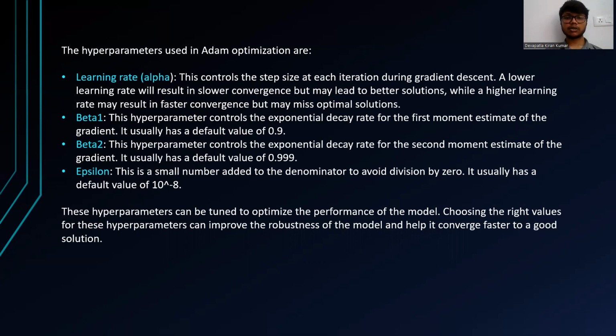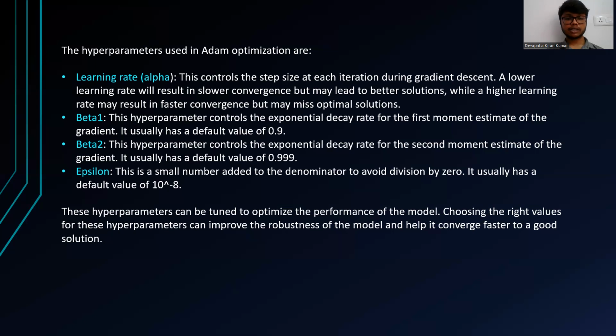This hyperparameter controls the exponential decay rate for the first moment estimate of the gradient, which usually has a default value of 0.9, as mentioned here. And beta 2 controls the exponential decay rate for the second moment estimate of the gradient. It usually has a default value of 0.99. And epsilon is a small number added to the denominator to avoid division by 0. It usually has a default value of 10 to the power of minus 8.